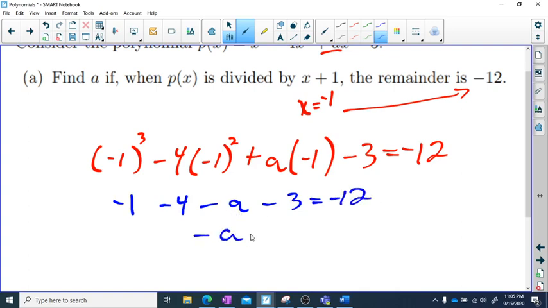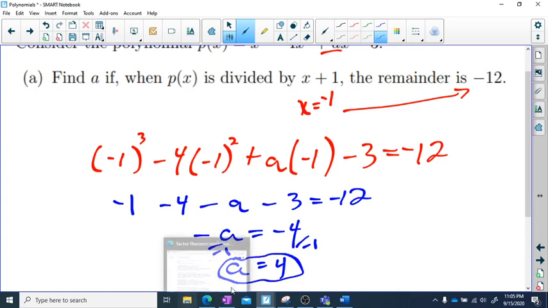Let's isolate, so -A equals -5, -8, so I'm going to add 8 to the other side. That will give me -4. I don't want -A, I want A. So if I divide both sides by -1, in order for this to work, that A value must have been 4. That's the only way you would be able to divide it out and get a remainder of -12.